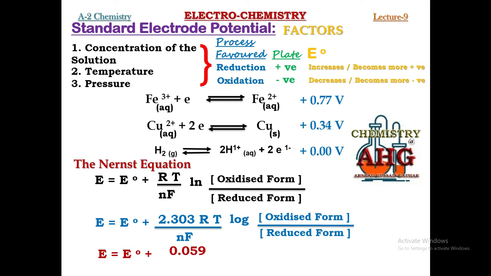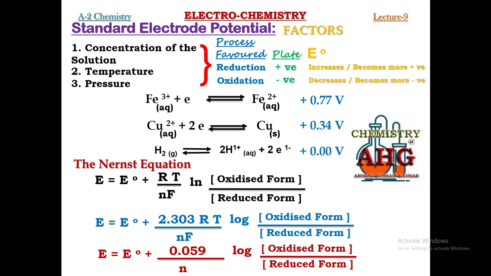So you will get 0.059 divided by N, where N is the number of moles of electrons. It can be variable in different equations, so we will keep it intact. Then log of concentration of oxidized form divided by concentration of reduced form. Remember, you can use the second form of the Nernst equation when temperature is non-standard, and for standard temperature, whenever 298 Kelvin is given in a question, you can use the third form of the Nernst equation in that numerical problem. I am giving you some examples.